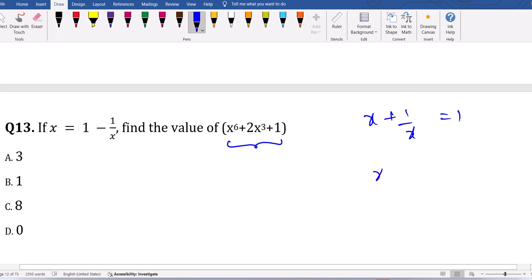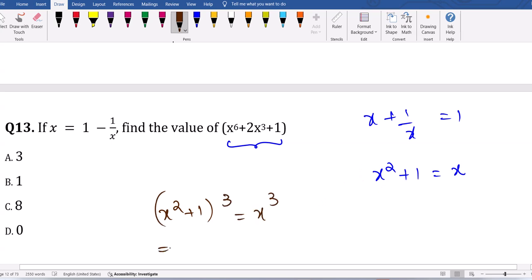Or some people will write this equation as, sir, here x square plus 1 equal to x. X square plus 1 equal to x. Do whole cube, sir. Right side, left side, you see x square plus 1 equal to x. If I do whole cube for this, x square plus 1 whole cube should be equal to x cube.